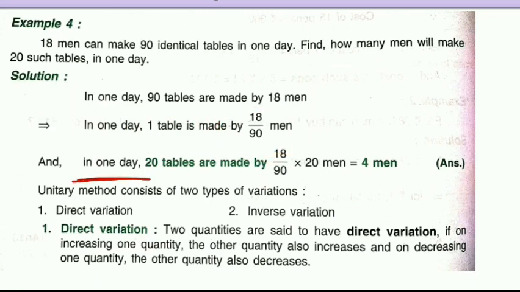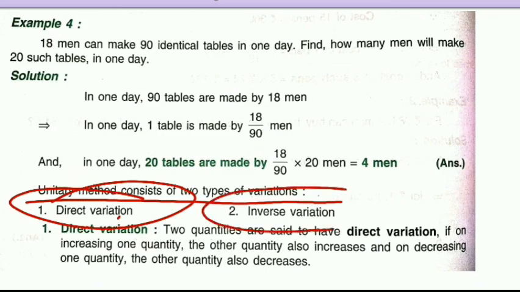So in one day 20 tables will be made by how many men? 18 by 90 into 20, it means 4 men. We have got the value of 1 and then we have got the value of many. So we have used the unity method here also. Now we have got the answer, 4 men. Unitary methods consist of two types of variations. In the unitary method we see two types of variation, and those are direct variation and inverse variation.